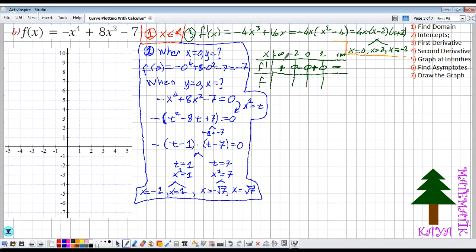Or like the previous one, you may choose some values between those numbers. After 2, choose a number like 3 and check what kind of result you will have. Between 0 and 2, choose a number like 1. Between 0 and minus 2, choose minus 1. Before minus 2, choose minus 3, minus 4, minus 5, and check the result. It has to be positive. If you want, you may continue to check. Since this is the first derivative, these intervals are giving us when it increases or decreases, or increases again or decreases again.